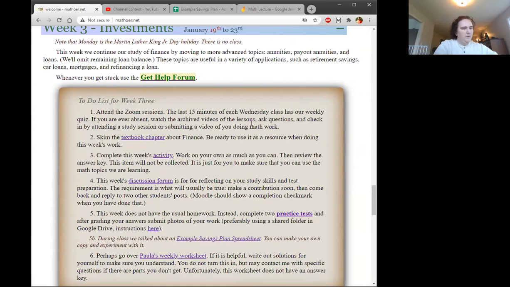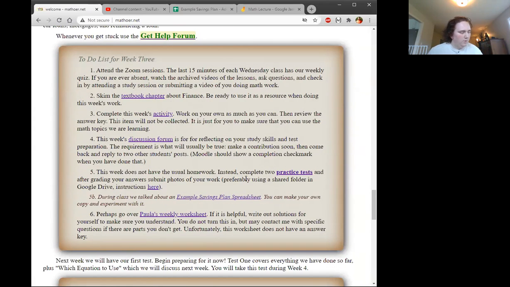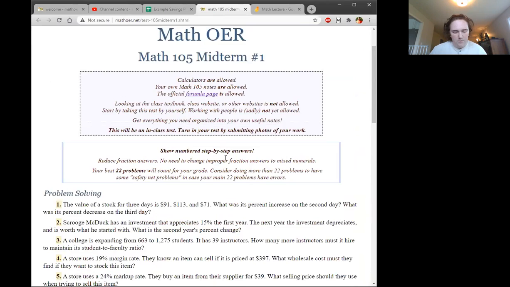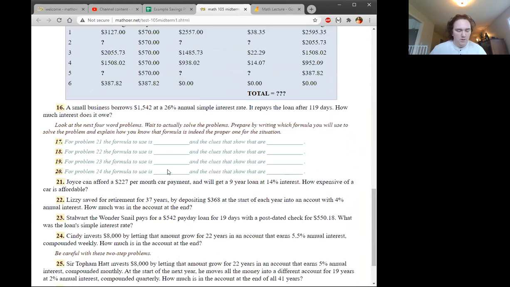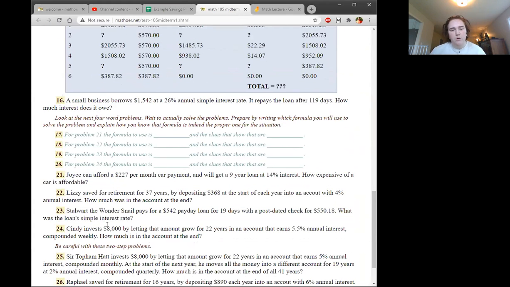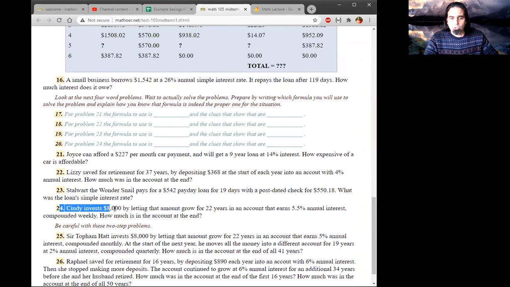I actually have the practice test with me, but I had one question. It said for number 20, it said for problem 24, the formula to use is blank and the clues that show that are blank. And there's not a problem 24. There should be. You might have loaded it right when I was editing things, but it should be that. Okay. There's now a problem 24.